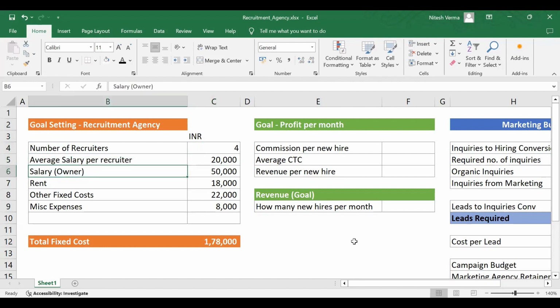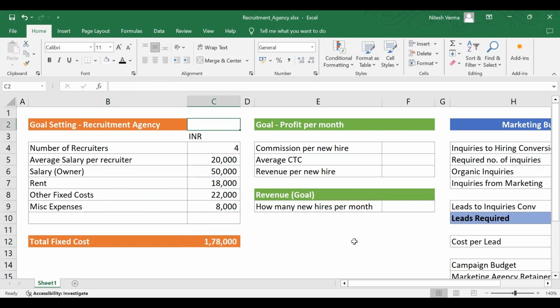The owner draws a salary of 50,000. Let's say Jyoti is the owner and she draws a salary of 50,000 Indian rupees. They pay a rent of 18,000 and there are other fixed expenses, 22,000. And let's say there are some other miscellaneous expenses like team engagement, some breakdowns and other stuff. So 8,000. So given these basic expenses that every business makes, Jyoti has to pay a fixed cost of 178,000 every month.